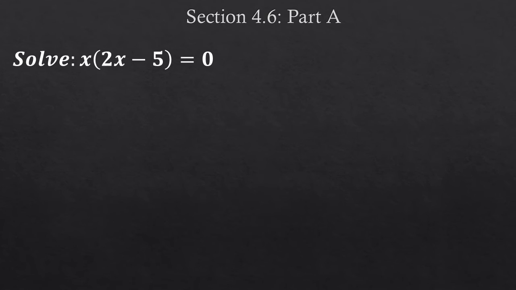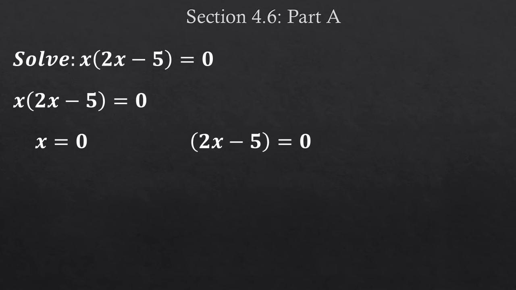First example, here you have two factors. One is x, the other is 2x minus 5. You're going to individually set them both equal to 0. Now, x equals 0 is just that. x equals 0. You cannot do anything beyond that, so that's your first result, x equals 0.